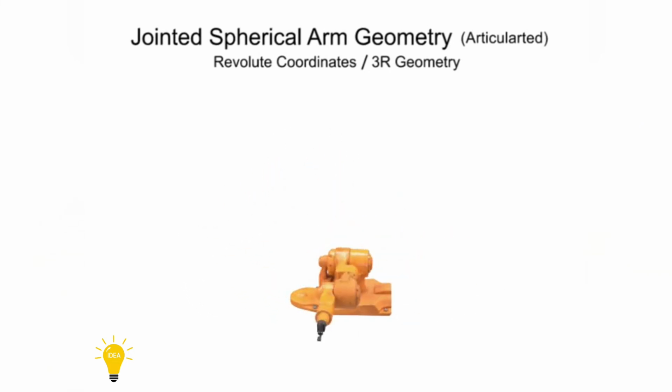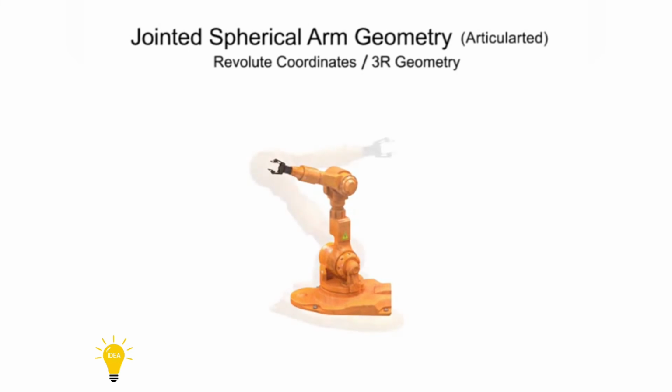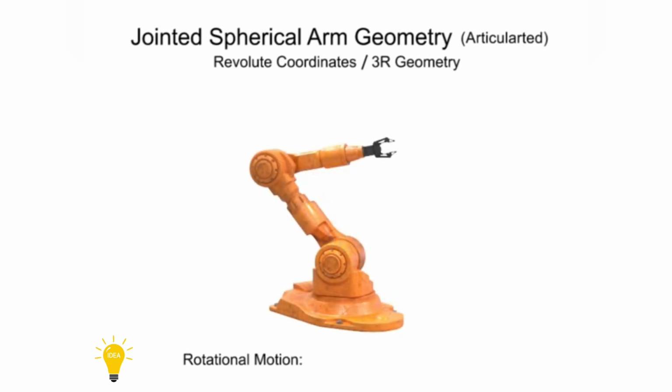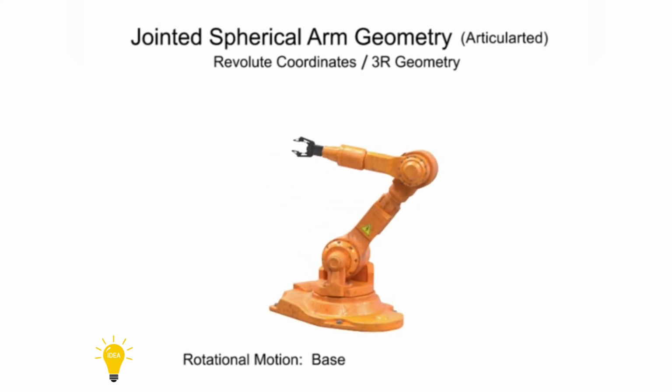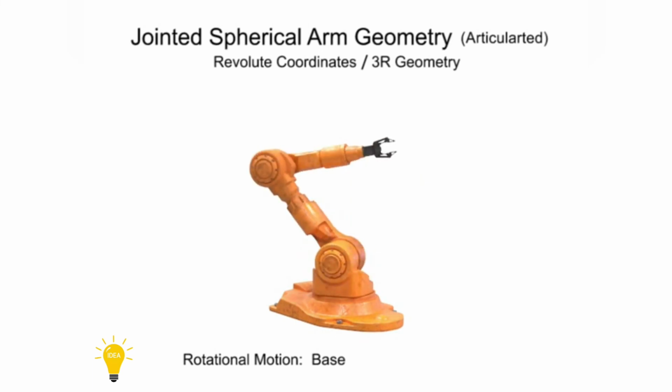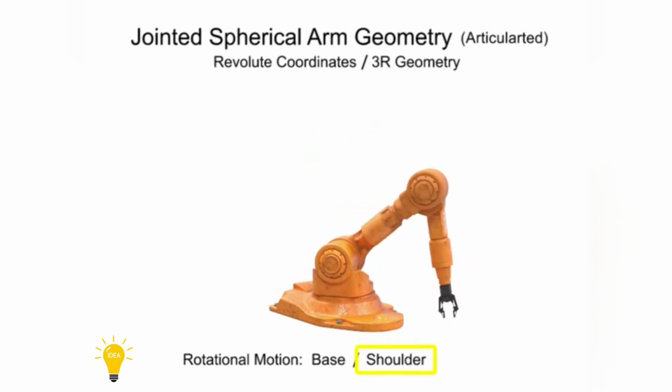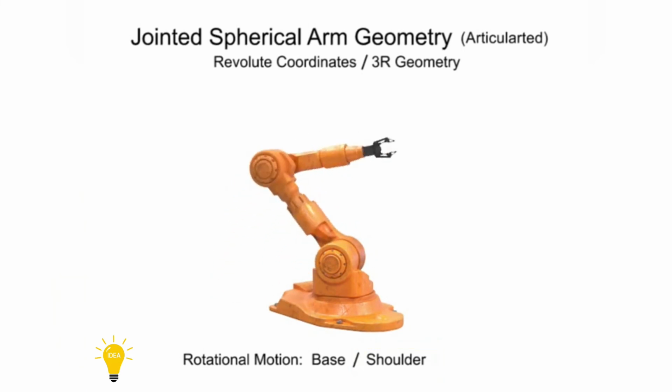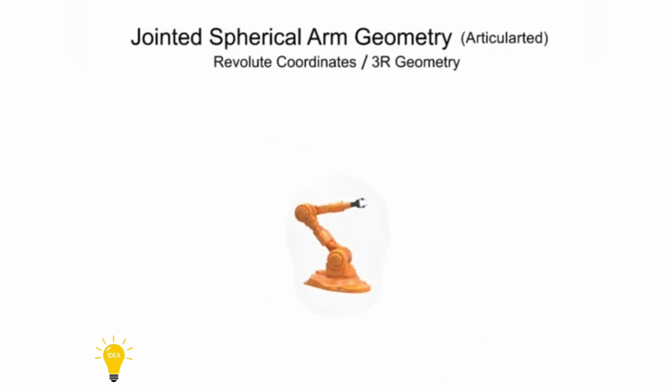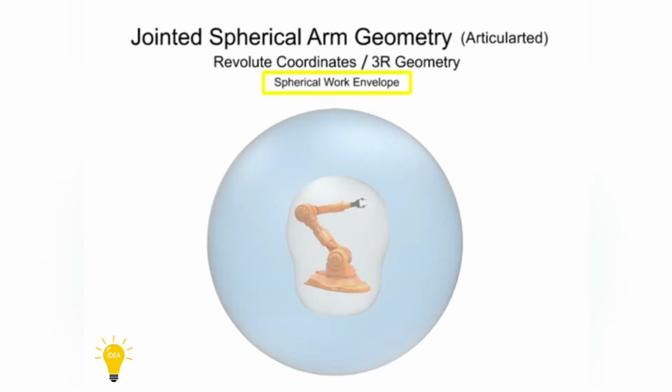Robotic arms with jointed spherical or articulated geometry rotate on at least three axes. Left and right movements are provided by rotation at the base. Horizontal movement is provided by rotation at the shoulder, and vertical movement is provided by rotation at the elbow. Except for very close to the body, the work envelope of a jointed spherical robotic arm is almost entirely spherical.